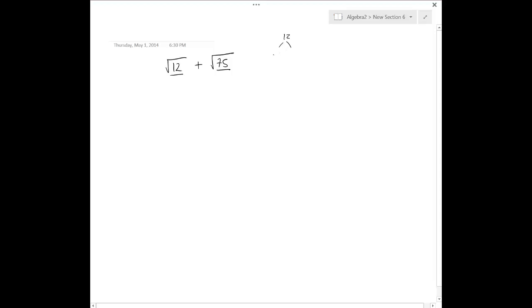So 12 has a factor tree of 6 and 2, which breaks down into 2 and 3. 75 has factor tree 25 and 3. This breaks down into 5 and 5. So now you can rewrite these as 2 squared times 3, and the 75 you can write as 5 squared times 3. Now, as you know, when the index is missing, it's because it's really a 2.